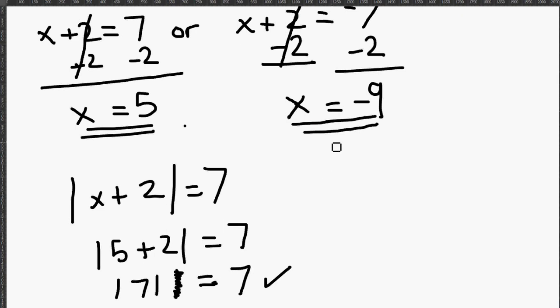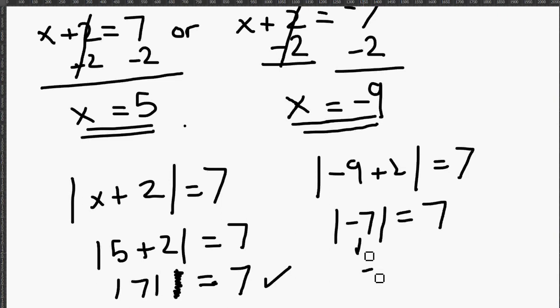And then on this side you're going to plug in x equals negative 9. So that's the absolute value of negative 9 plus 2 equals 7. What's negative 9 plus 2? It's negative 7. So this says the absolute value of negative 7 equals 7. And that's correct, the absolute value of negative 7 is 7. So that's also a solution. And so there you have it. The two solutions are x equals 5 and x equals negative 9.